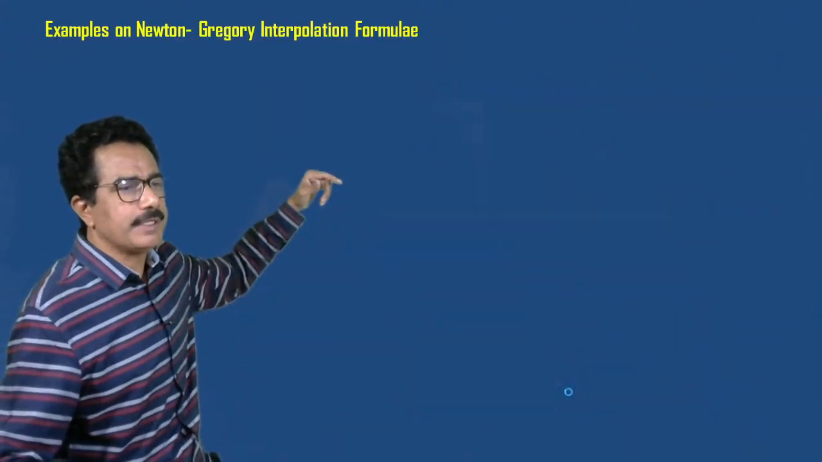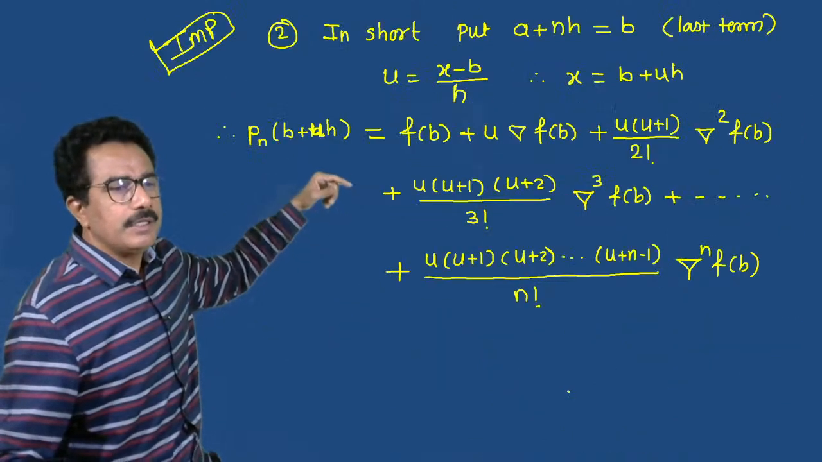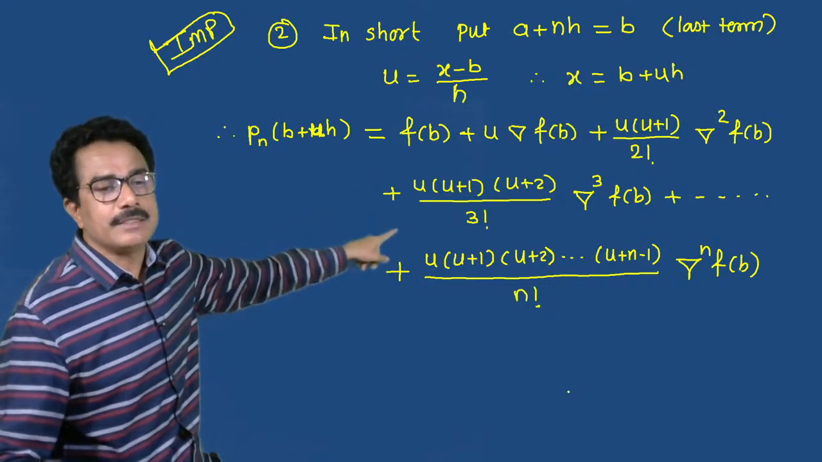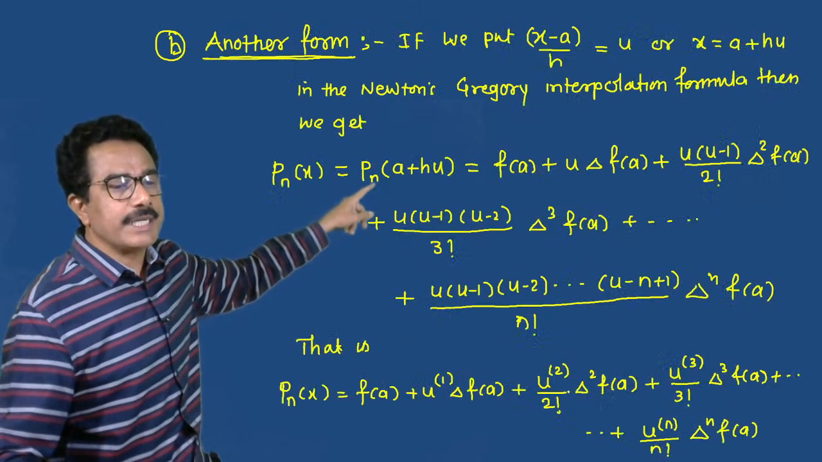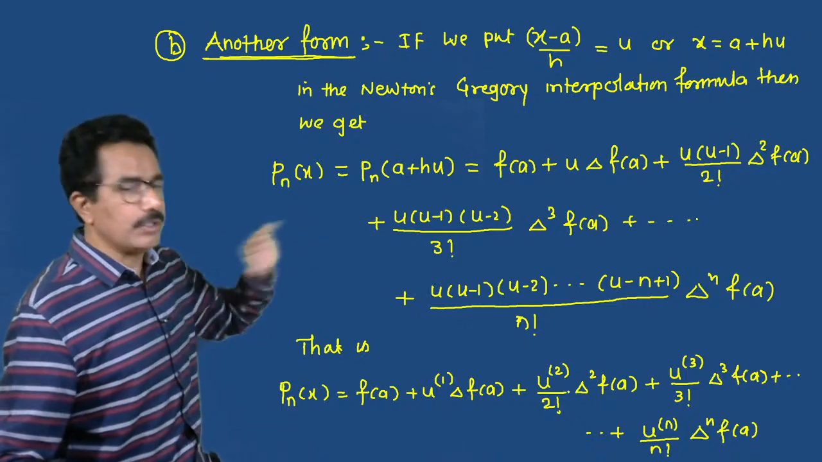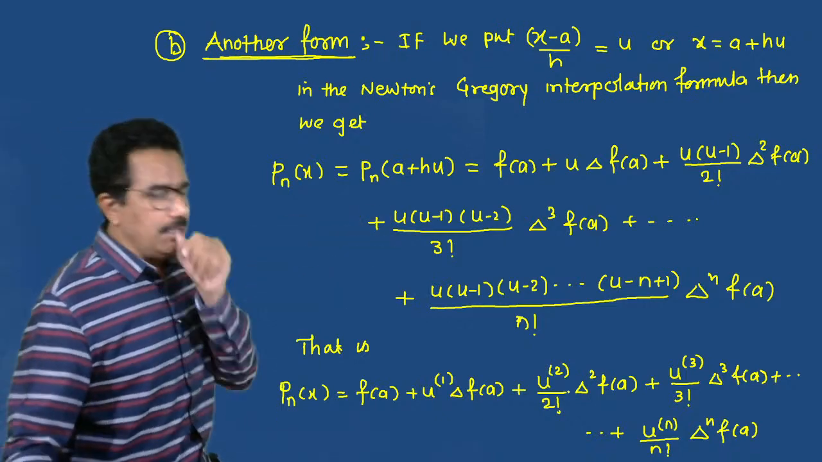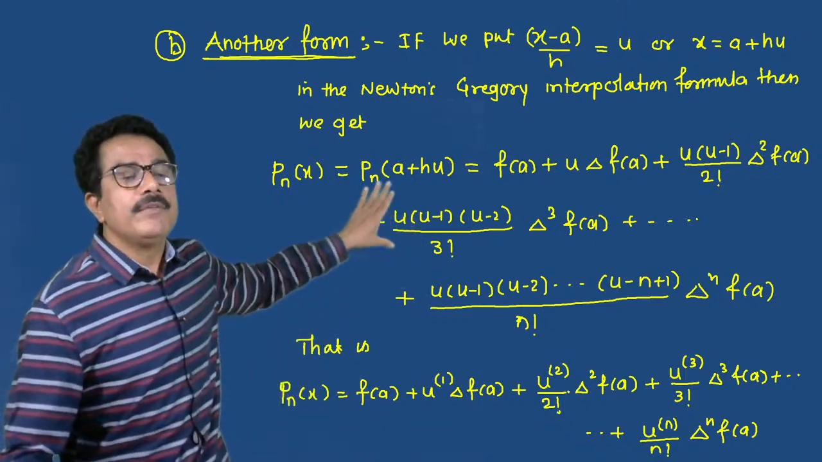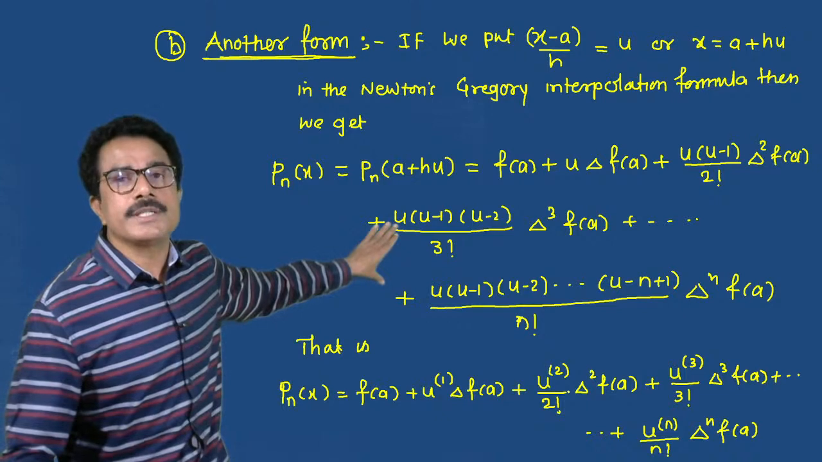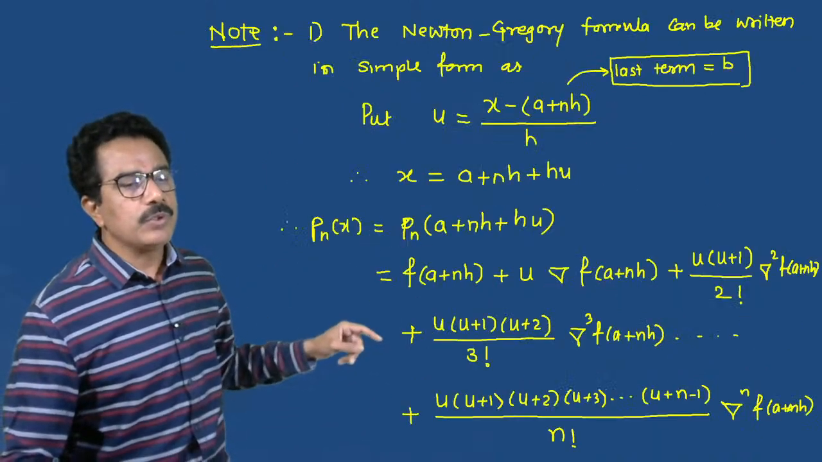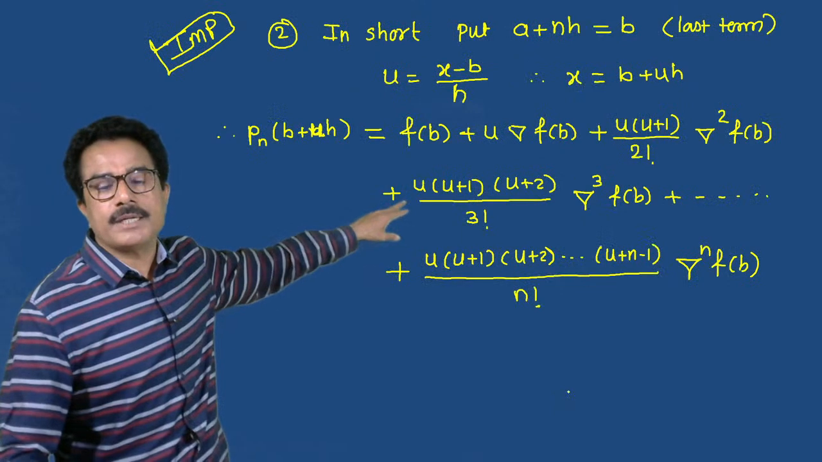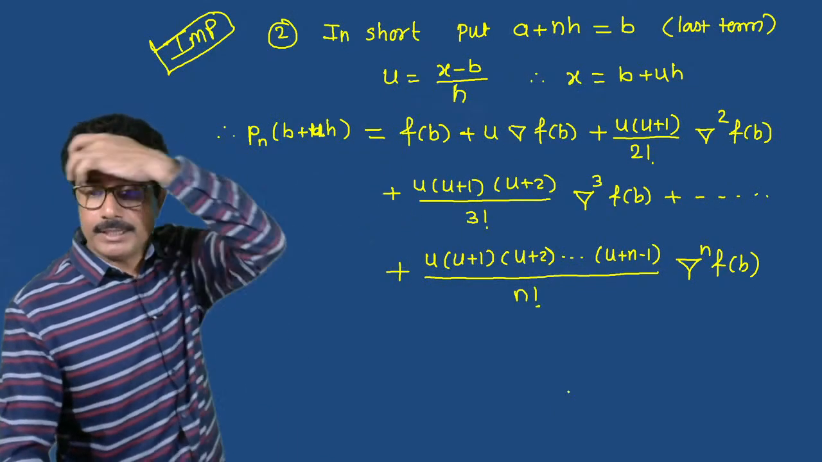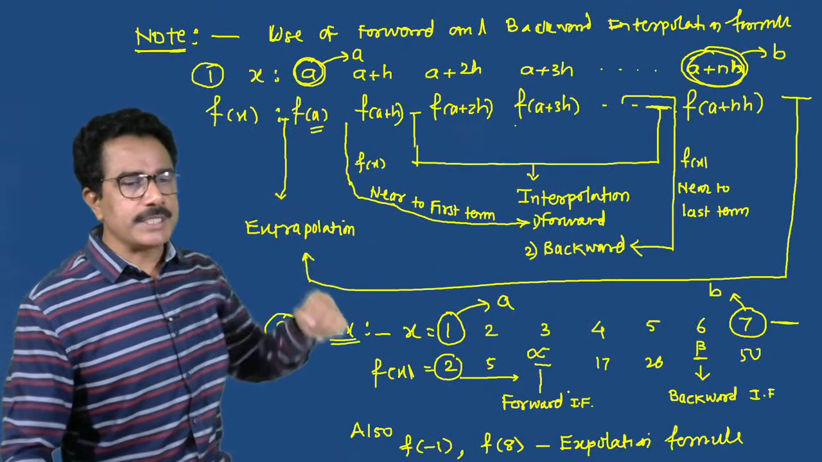Because see this, in Newton's Gregory backward formula we need del, and in Newton's Gregory forward formula you need delta. So to use the forward formula, construct the forward difference table; to use the backward formula, construct the backward difference table. Do you understand? Remember these two things.